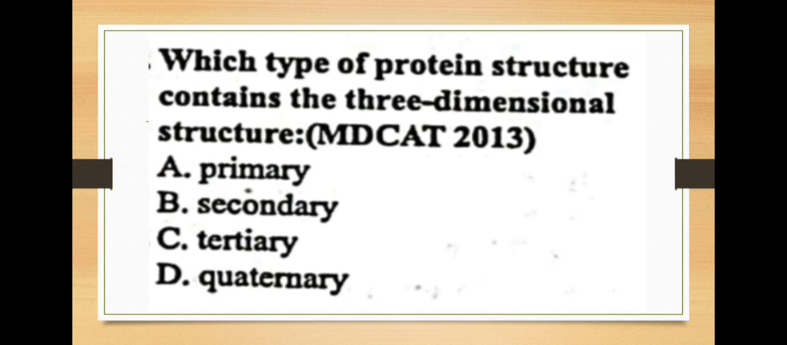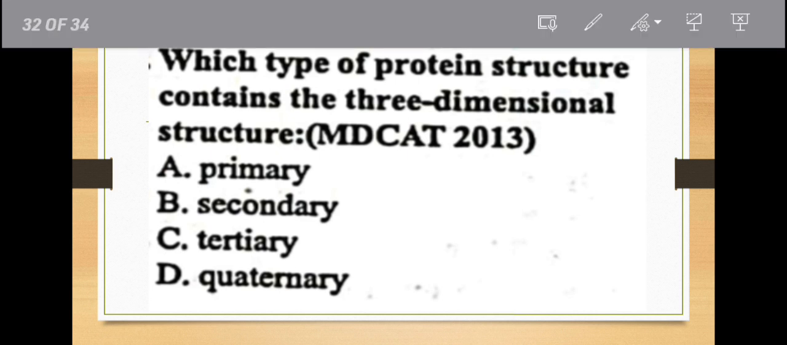Which type of protein structure contains the three-dimensional structure? MDCAT 2013. Primary, secondary, tertiary, quaternary. Tertiary structure contains the three-dimensional structure.